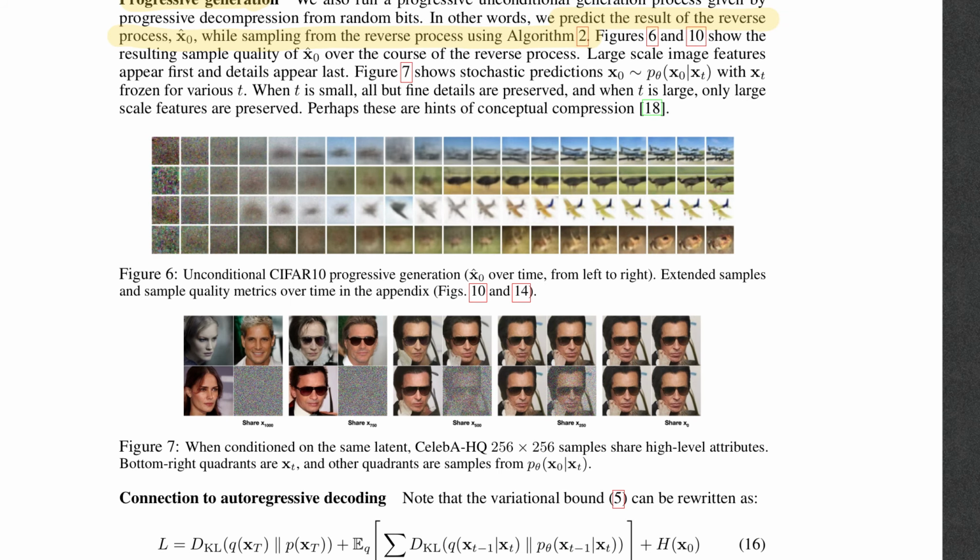After that, they also focus on progressive generation. For example, look at the figures here, such as this one. They mentioned that they predict the results of the reverse process x0 while sampling from the reverse process using algorithm 2. So you can see, as you go forward, when you get to this part, the large context of it, for example, I don't know if it's a bird or something, the main object is still somehow apparent, but then most of the information gets lost as you go forward.